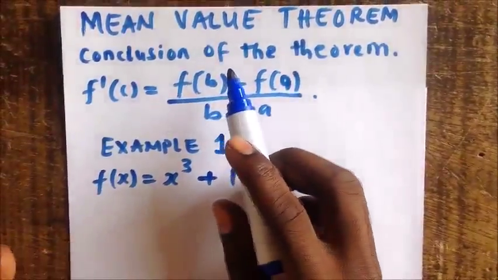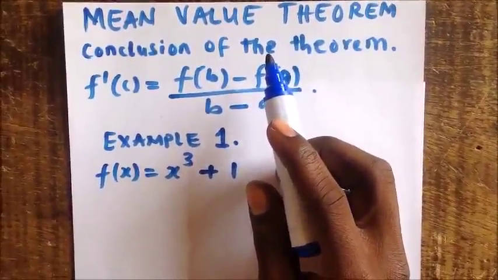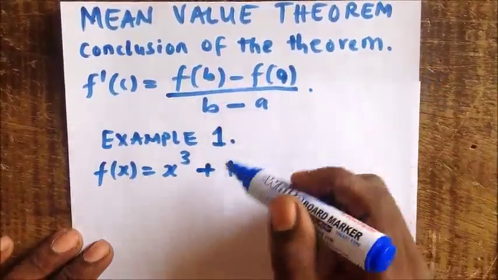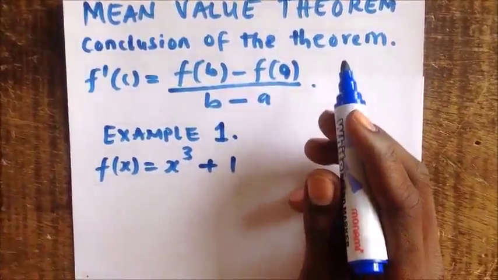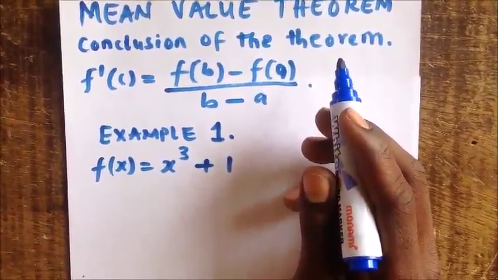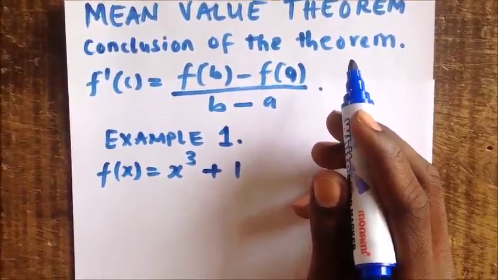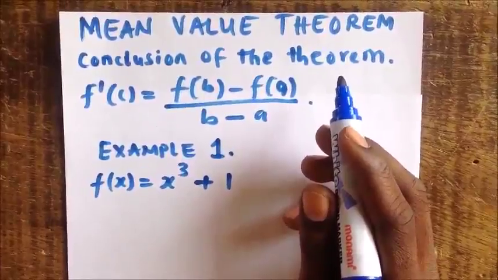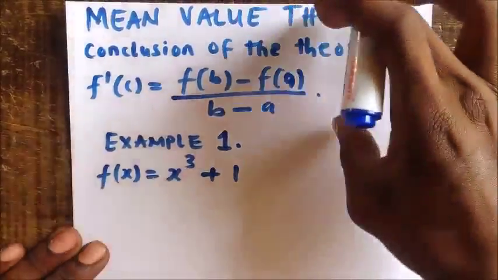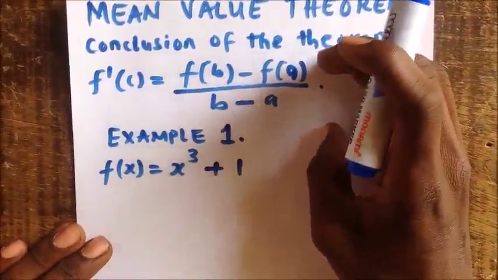Before a function satisfies the hypothesis of the mean value theorem, it must satisfy two conditions. Number 1, the function must be continuous on the closed interval a, b. Number 2, the function must be differentiable on the open interval a, b. If the function satisfies these two conditions, then there exists a number c in the open interval a, b.